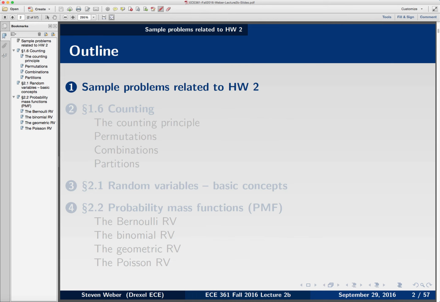And in today's lecture, we're going to cover 4 topics. Sample problems related to homework 2. Second topic, section 1.6 from the book on counting. Third topic, section 2.1 from the book, introducing random variables. And topic 4, section 2.2 from the book, probability mass functions, in which we'll cover 4 of the most important discrete random variables: the Bernoulli, the binomial, the geometric, and the Poisson.